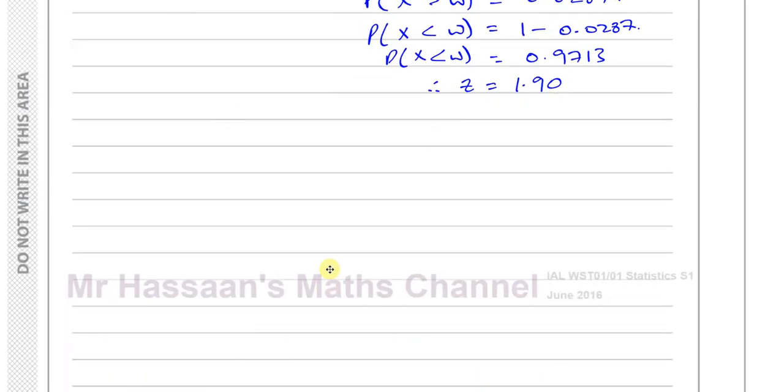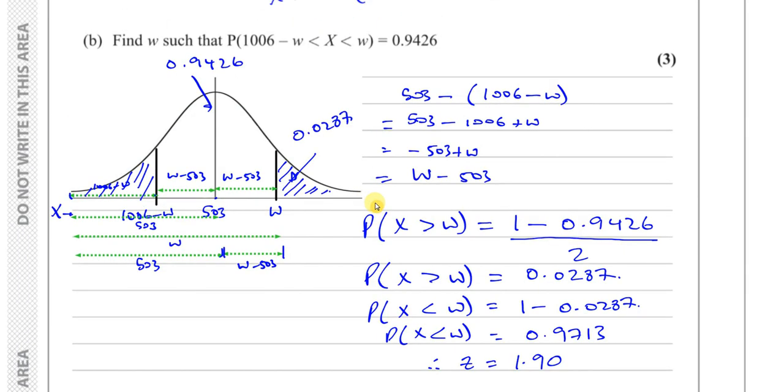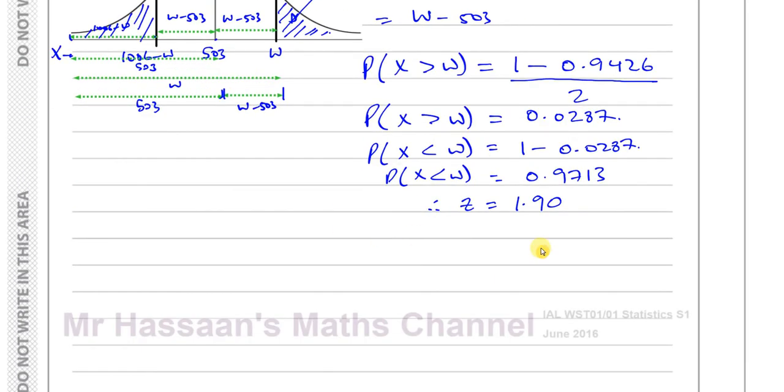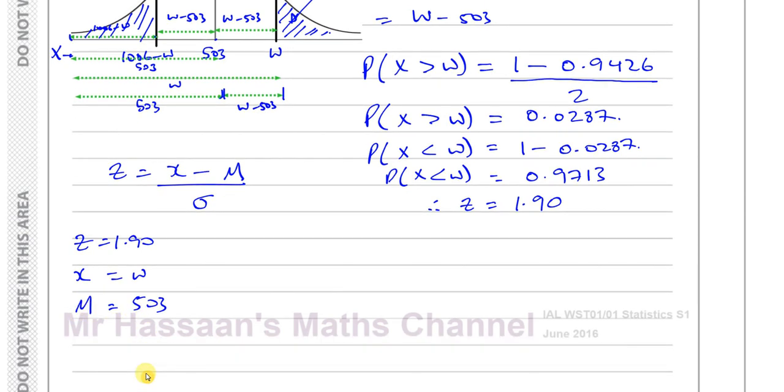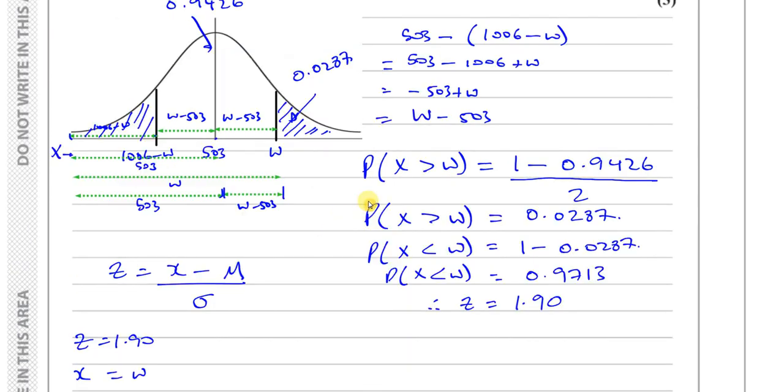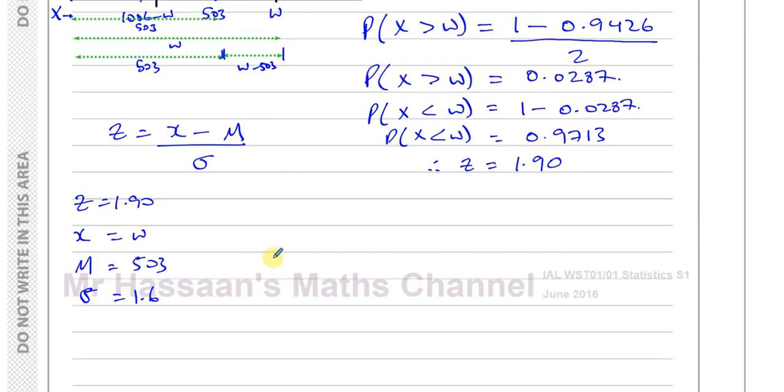Now we need to find what the value of W is. We have everything we need. We can just unstandardize the score. Remember, Z is equal to X minus mu over sigma, the standard deviation. In this case, we know Z is 1.90. X is the W we're looking for. Mu is equal to 503, and sigma, as we know, is 1.6. That's given in the question already. So now we can find what W is.